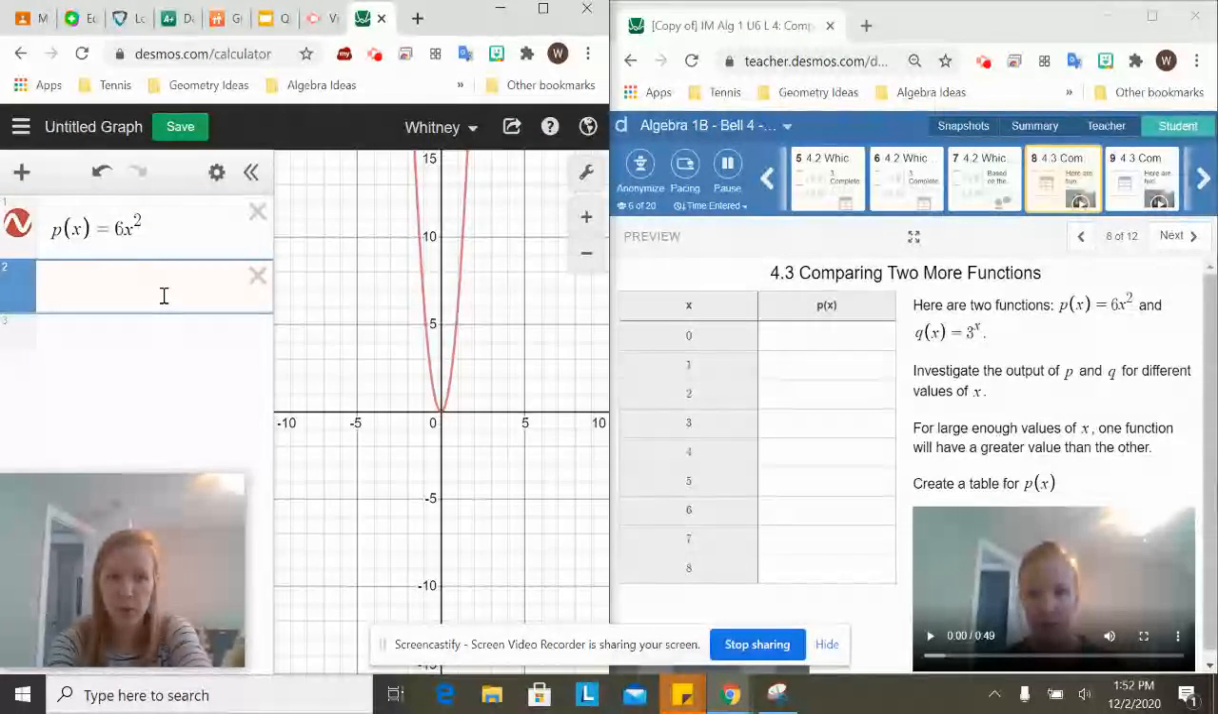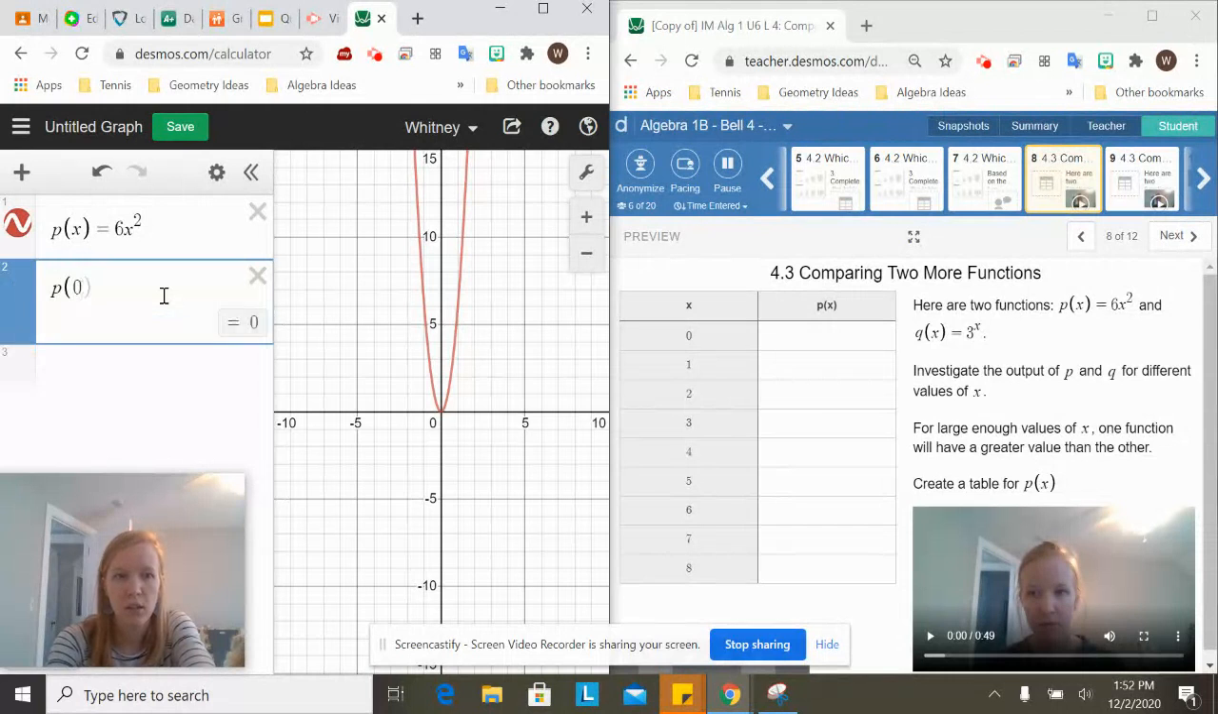So instead of p of x, what is my x that I'm inputting? First up, I would do p of 0. I don't even have to finish my parenthesis. It gives me an output of 0. So I'd come over here to the table, and I'd put 0. Then I need to figure out an input of 1. So I'd erase the 0 and put a 1. Well, that gives me an output of 6. Come back, get rid of the 1, put a 2. Now I have an output of 24 next to 2.